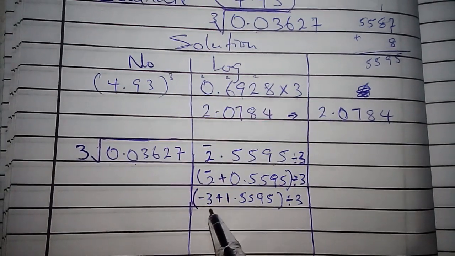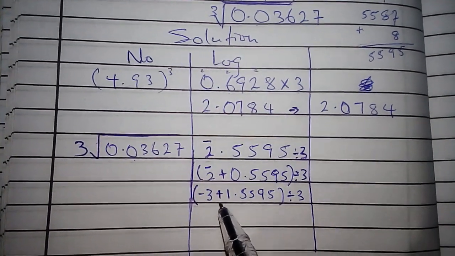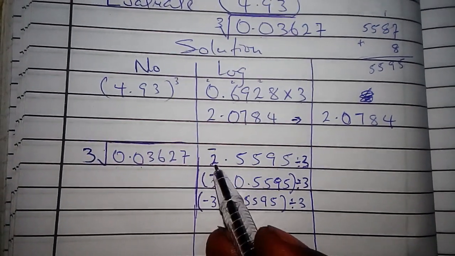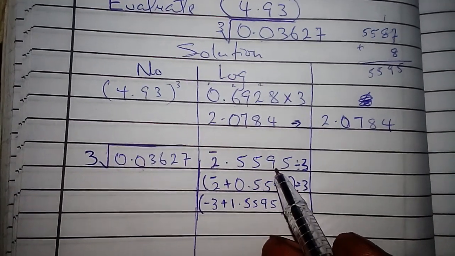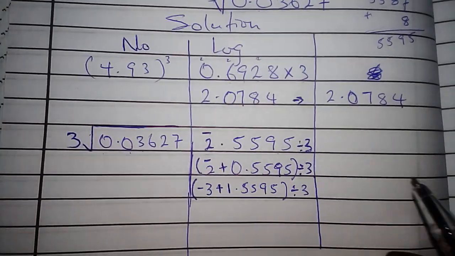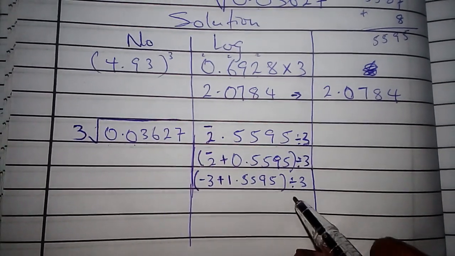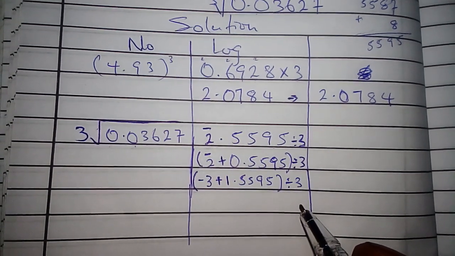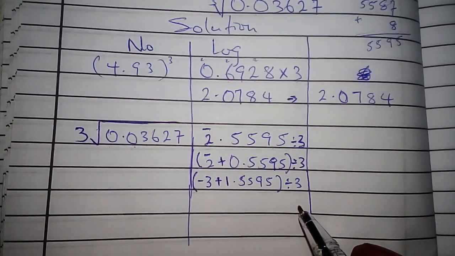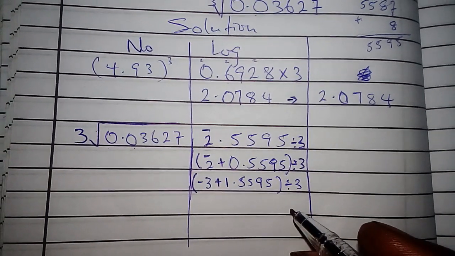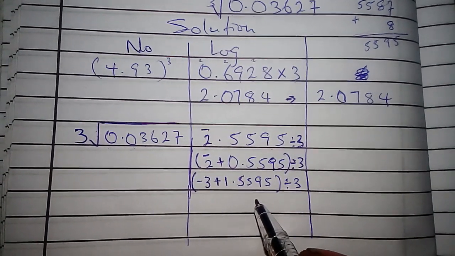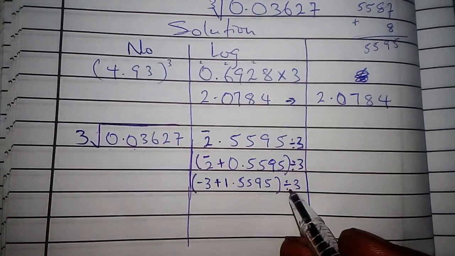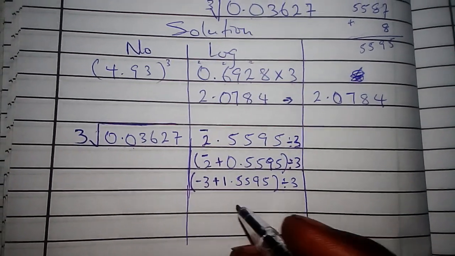So as we have done it here, as you can see, this bar 2, I decided to write it again as minus 3 plus 1. So minus 3 plus 1 will give us bar 2. Of which it is this place bar 2, then 0.5595. So now that we have gotten what we want, we can now divide properly. Okay, let's divide. So 3 divided by minus 3 will give us bar 1.